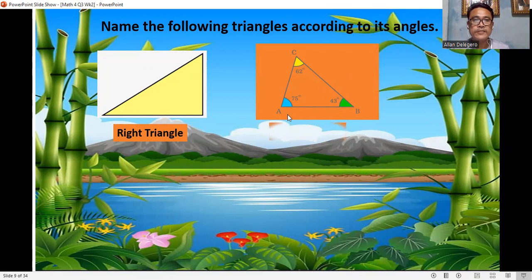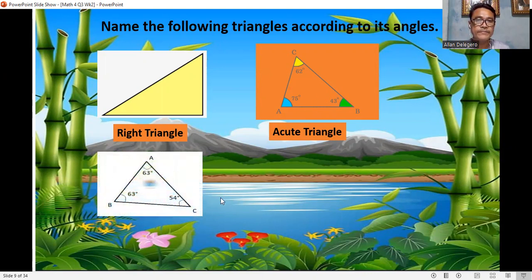The answer is acute triangle. All the angles measure less than 90 degrees. Here is 62 degrees, 75 degrees, and 43 degrees. So this triangle is an acute triangle.